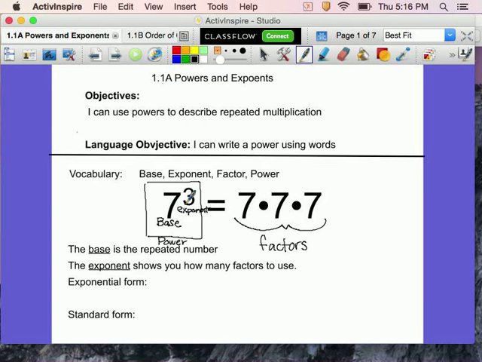And then we have exponential form and standard form. Exponential form is just what it sounds like, exponent, so making sure you write it with an exponent. There's 7 to the third power. Standard form would be, what number is that? Well, that's 343. So that would be the standard form of 7 to the third power.